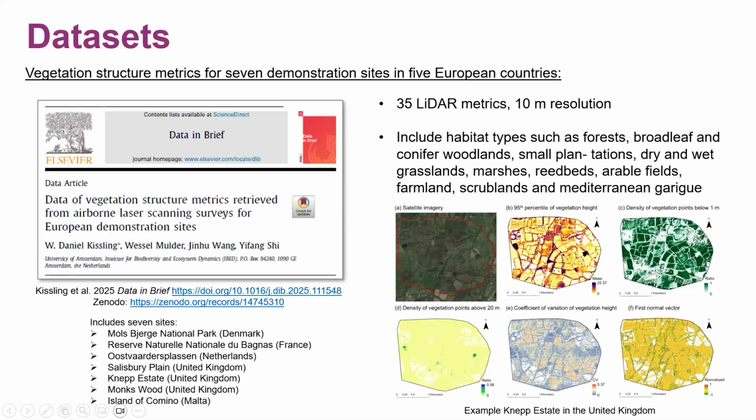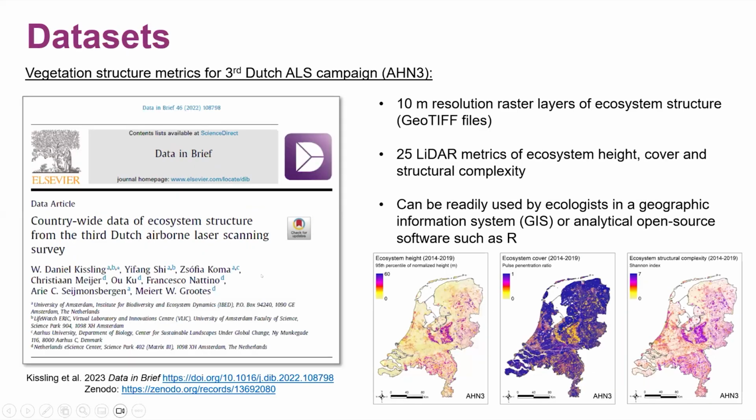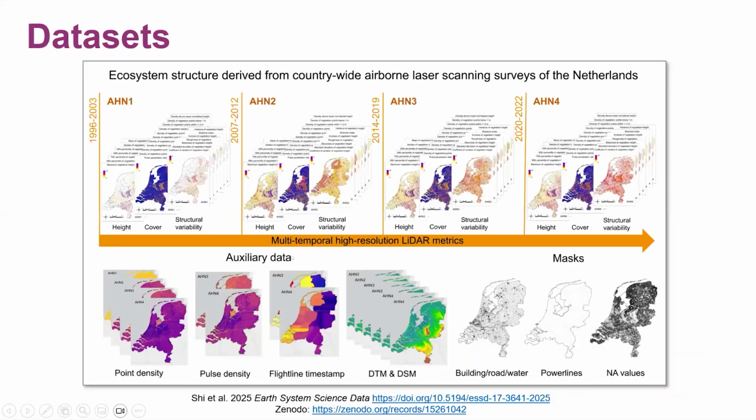So typically they can give you, based on some of those metrics, quite nice information on, for instance, tree lines or hedges or tall vegetation in the landscape and so on. We have extended this work also to a whole country level. This is one example for the 3rd Dutch airborne laser scanning campaign, where we have calculated those metrics at 10-meter resolution for the whole country, produced geotiff files, and those LiDAR metrics can then be easily incorporated into GIS or R software, so that you don't need to deal with the 3D point cloud.